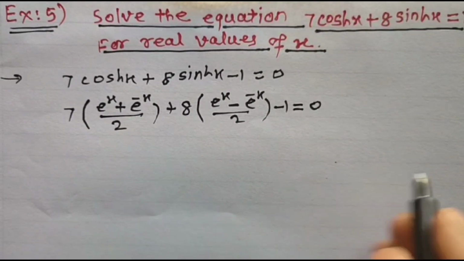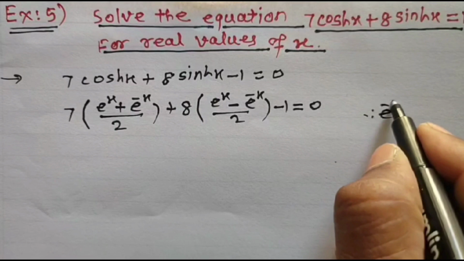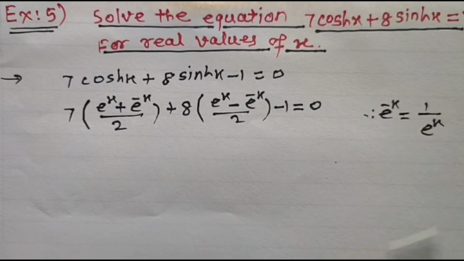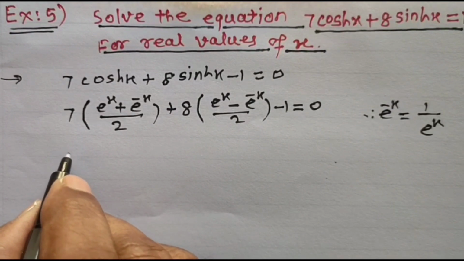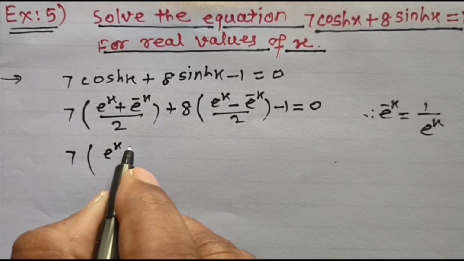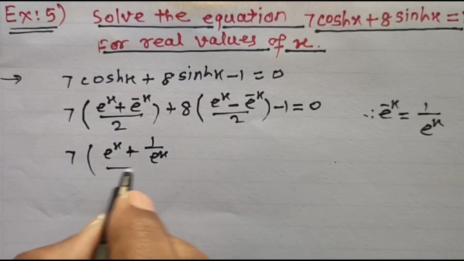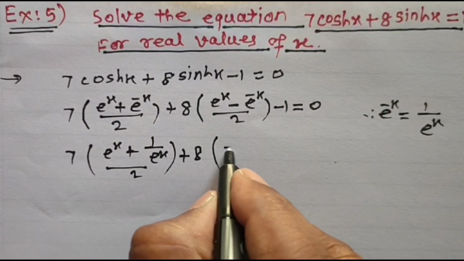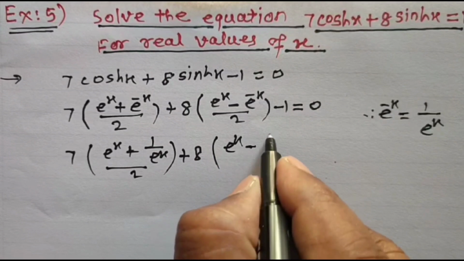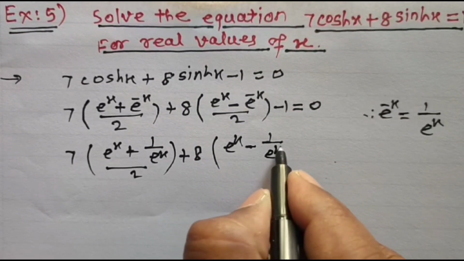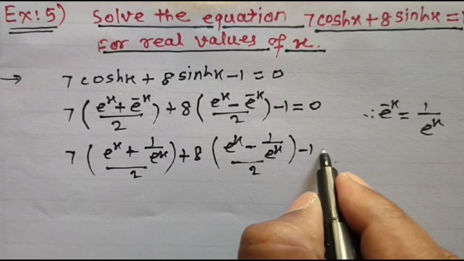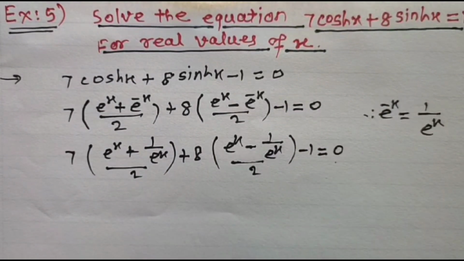But e to the power minus x is equal to 1 upon e to the power x. Hence this is equal to 7 times (e to the power x plus 1 upon e to the power x) divided by 2, plus 8 times (e to the power x minus 1 upon e to the power x) divided by 2, minus 1 is equal to 0.